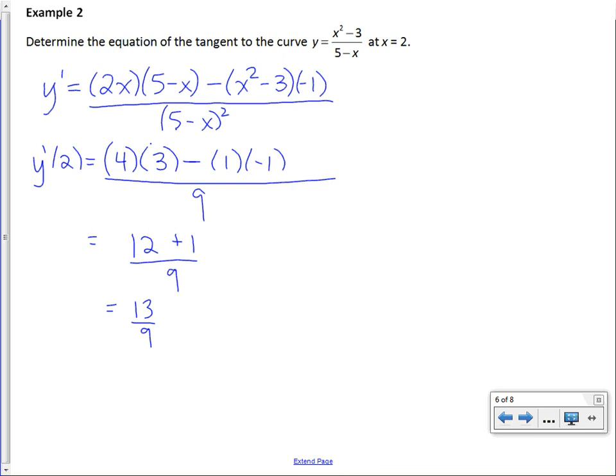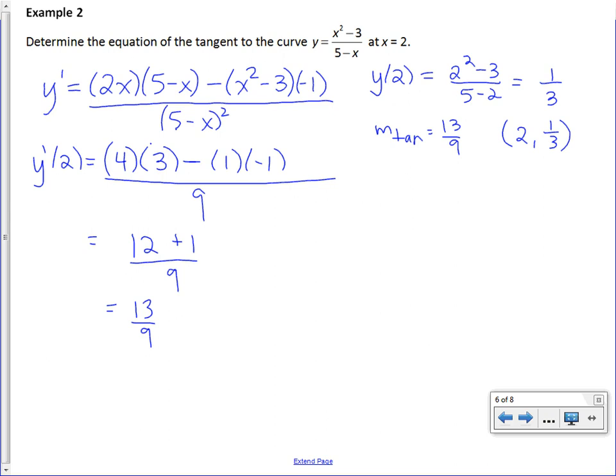Okay. So great, I have the slope. What else do I need? Point. Well, I only gave you the x. Plug it in. Okay, so plug the 2 into the original, because that gives you points, right? 2 squared minus 3 over 5 minus 2. Again, 4 minus 3 is 1 over 3. I get 1/3. Okay, so I have slope of tangent is 13 ninths, and the point of tangency is (2, 1/3).